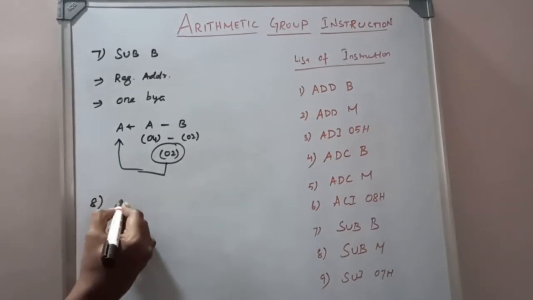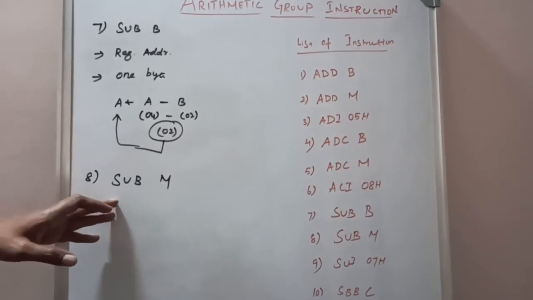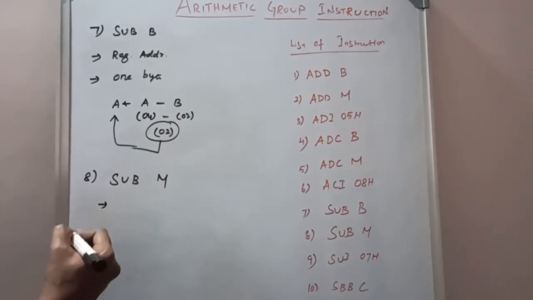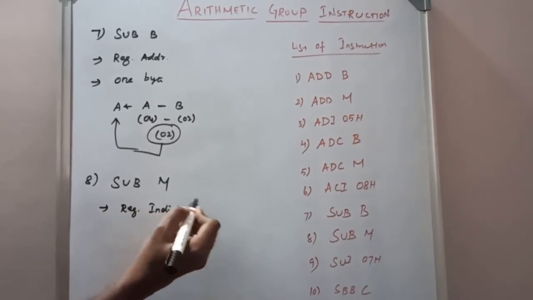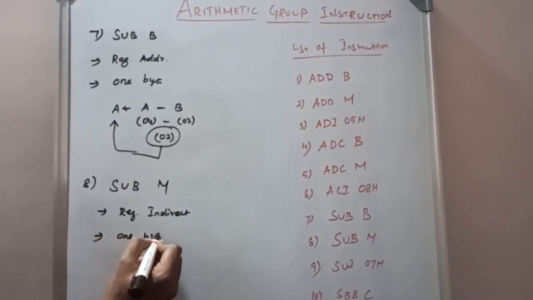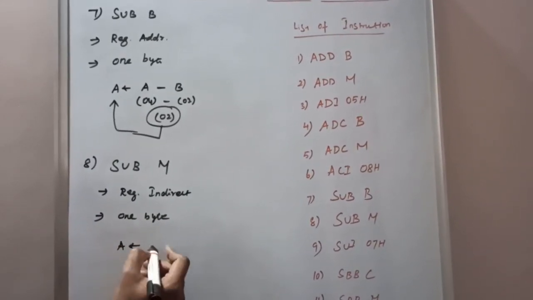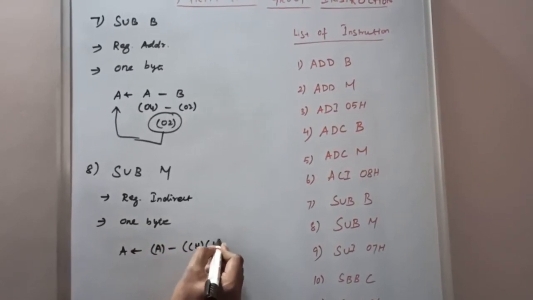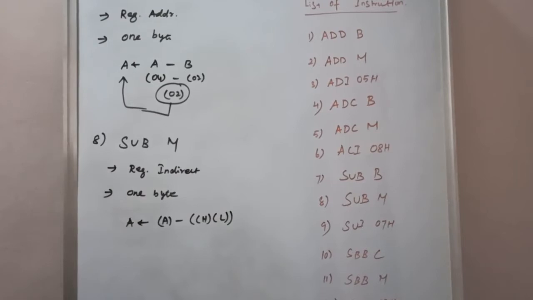Next one, SUBM. Here also we perform the same subtraction function, but instead of the B register you use the memory location. The type of addressing mode: register indirect addressing mode. Byte of instruction: 1 byte instruction. Functions of instruction: A minus HL. So whatever value is present at HL, that content is subtracted from the accumulator.